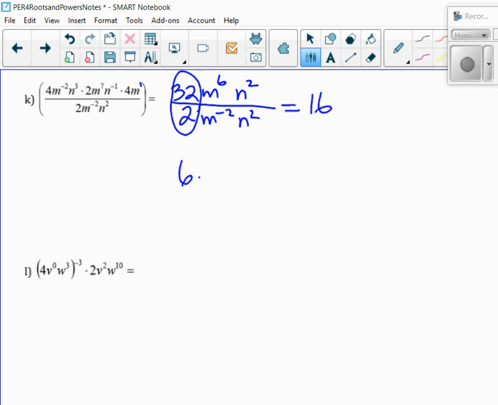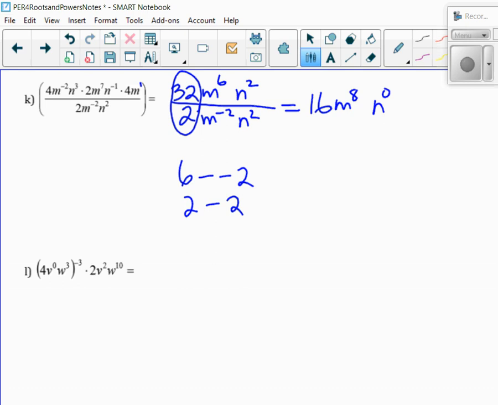This is subtract. 6 subtract negative 2. What do I get there? M to the power 8. Remember, our answer is always going to be a numerator when I do the exponent rules. And then n to the power 2 divided by n to the power 2. This is 2 subtract 2, which is 0. Do I usually write n to the power 0 there?